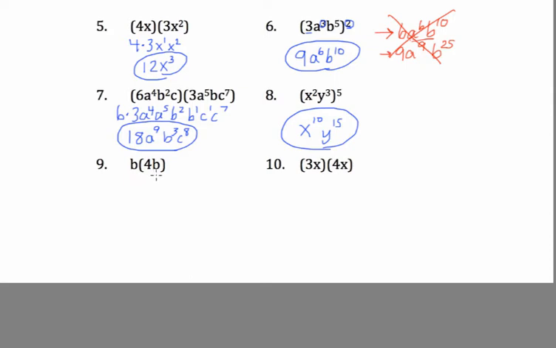Number 9, b times 4b. Okay, think of this rearranged, 4bb. What does that really mean? Well, bb is b squared, so this is 4b squared. 3x times 4x. Well, let's rearrange 3 times 4 times x times x. Well, x times itself is just x squared, so this is 12x squared.